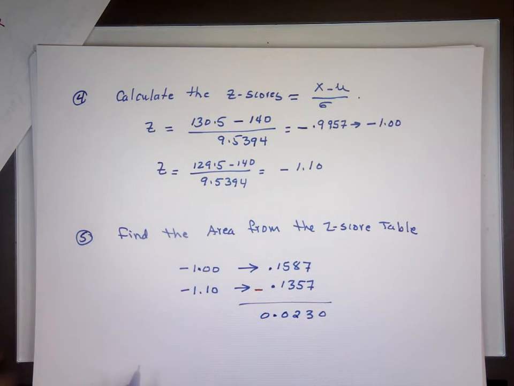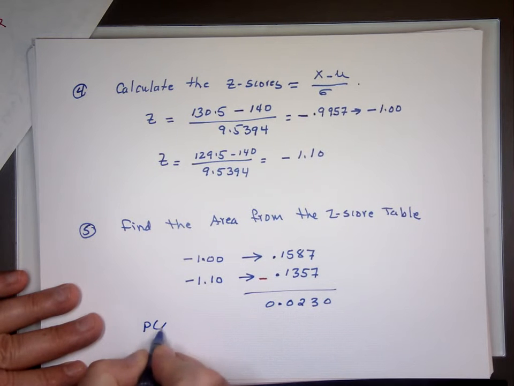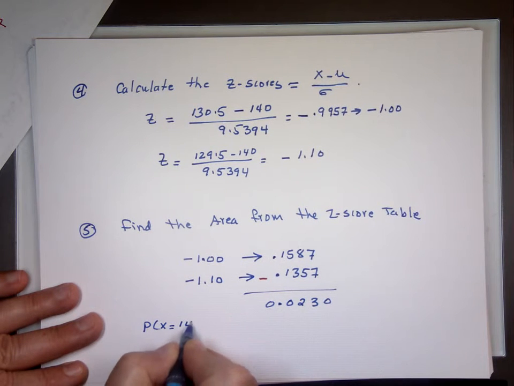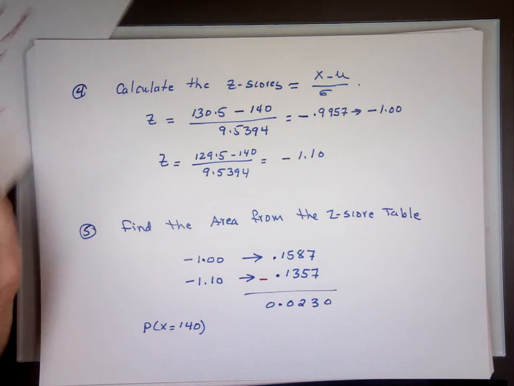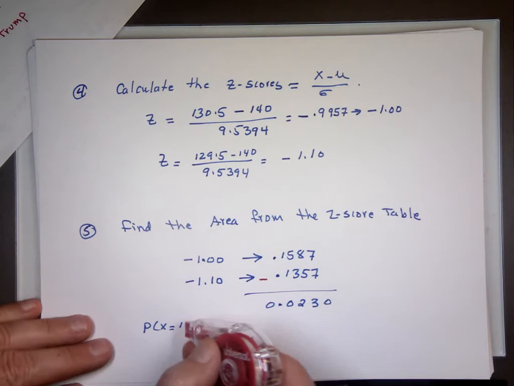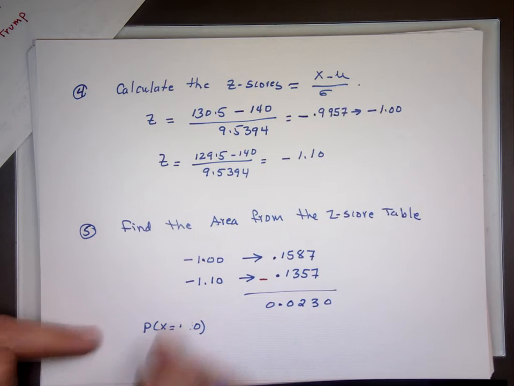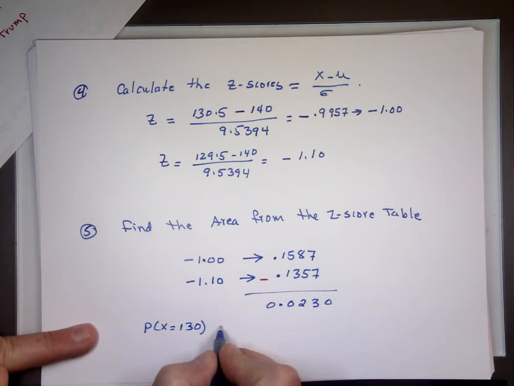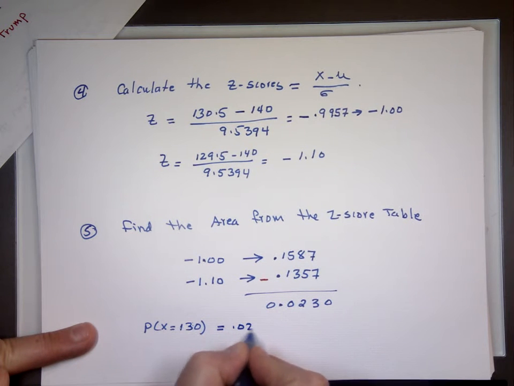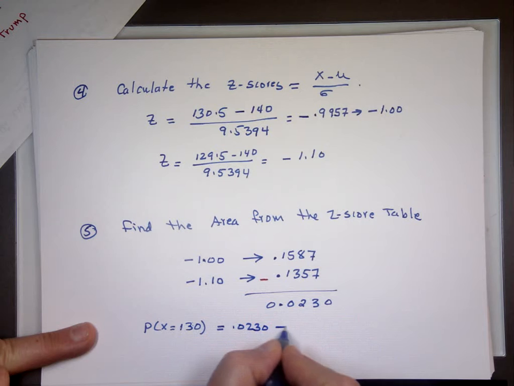So the probability that exactly 130 people will vote for Donald Trump is 0.0230, or 2.3%.